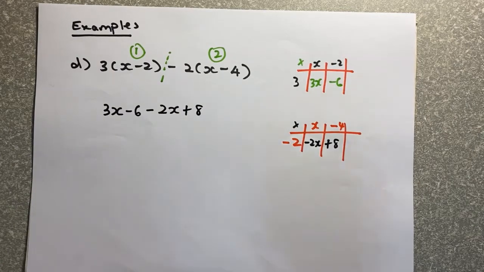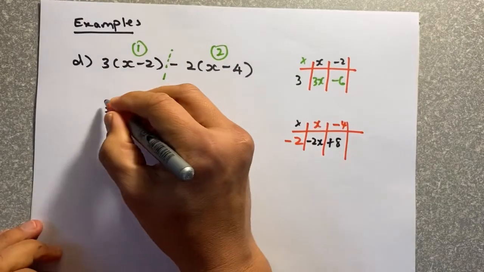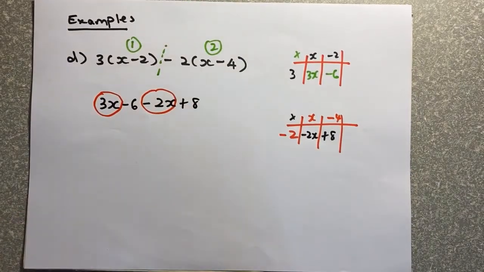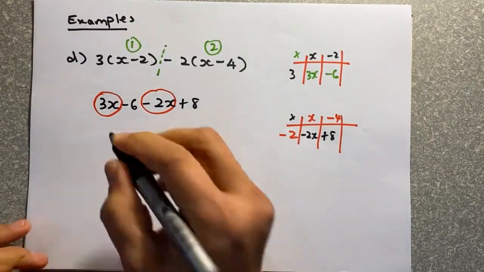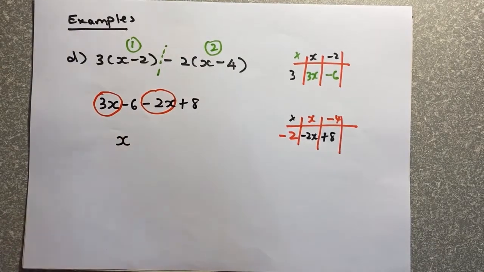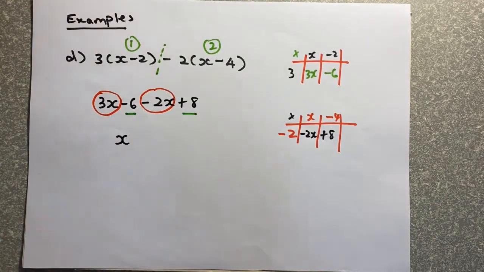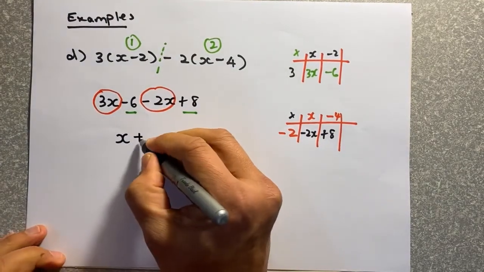Okay, is that the answer? No, we have to simplify like terms. So we look for the same family. 3x minus 2x will give you x. And the last one is going to be minus 6 plus 8, or 8 minus 6, which will give you plus 2.